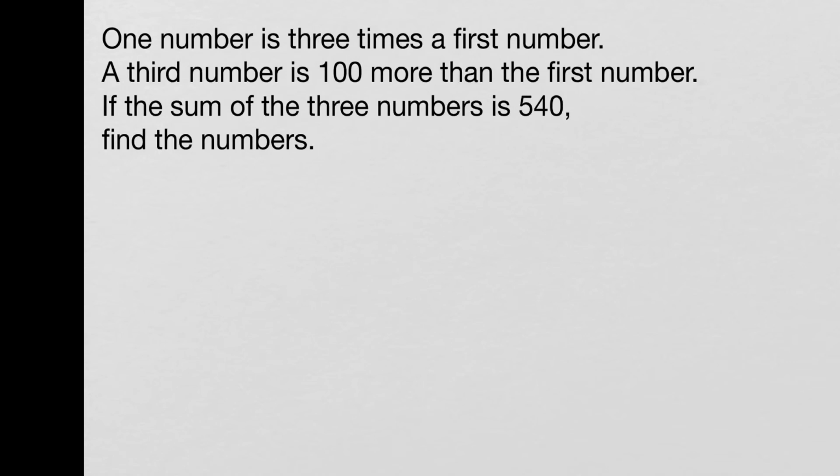This problem says that one number is 3 times a first number. A third number is 100 more than the first number. If the sum of the 3 numbers is 540, find the numbers. So we want to pick out some important information. It says one number is 3 times the first number. A third number is 100 more than the first number. So if we could figure out the first number, we could figure out the other 2 numbers. So that's what we'll look for first. In our key, we'll say x equals the first number.